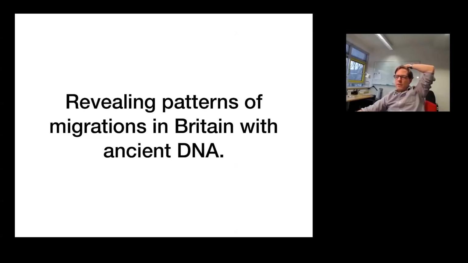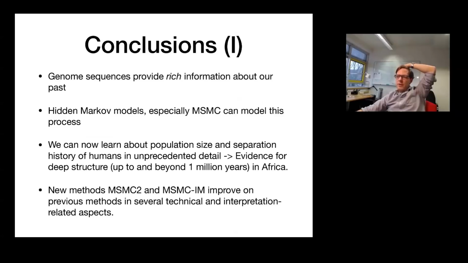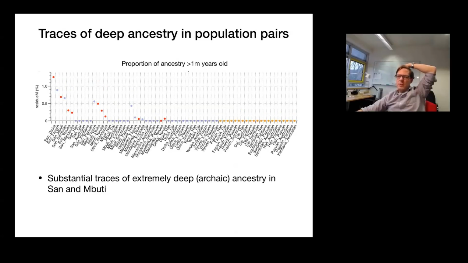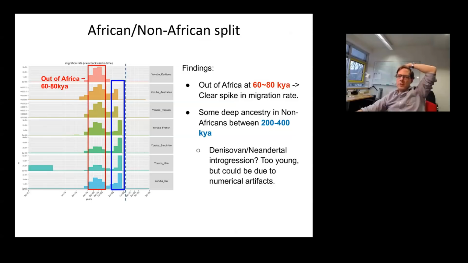Yes, because in the record. Oh, yeah, I see. So the question is, what did you mean by numerical artifacts and unexpected peaks for the African, non-African splits? What did I write there? Let me just check. Denisovan Neanderthal integration too young.